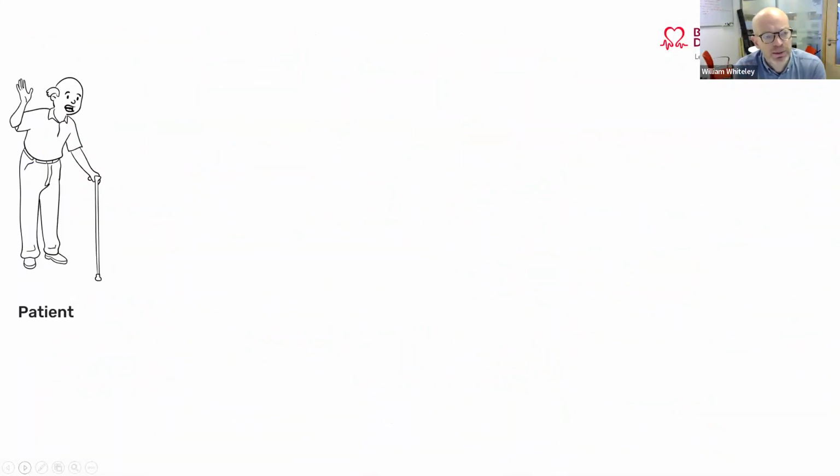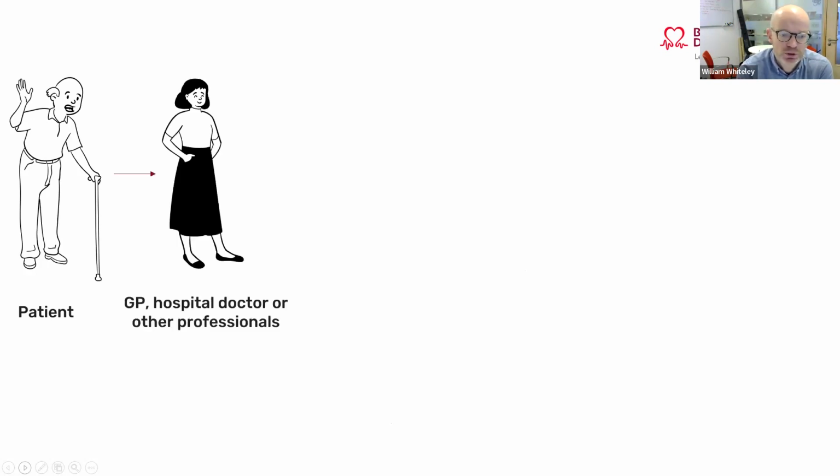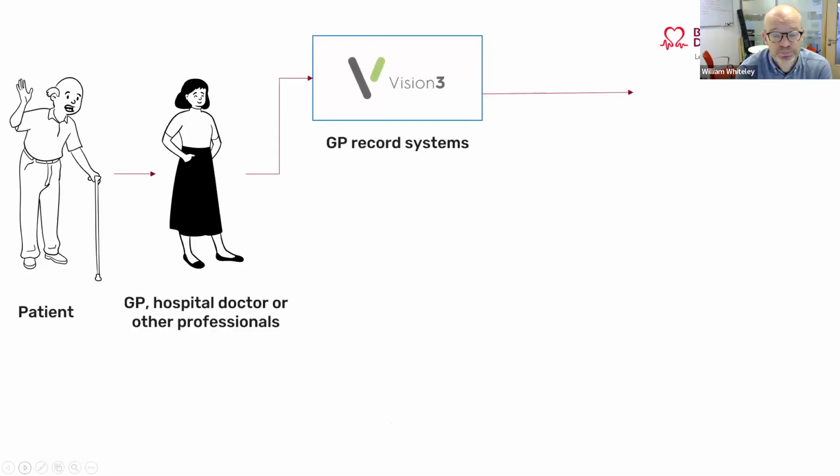So for some people, health systems data is a bit of a puzzle. So let me just let you know a bit about how health systems data is made and addressed. So if you're a patient and you go to see your GP or your hospital doctor or another health professional, that person will record something about you in a health system.